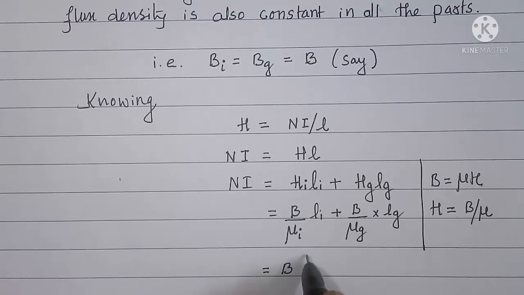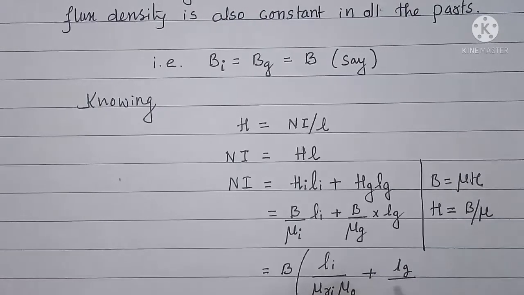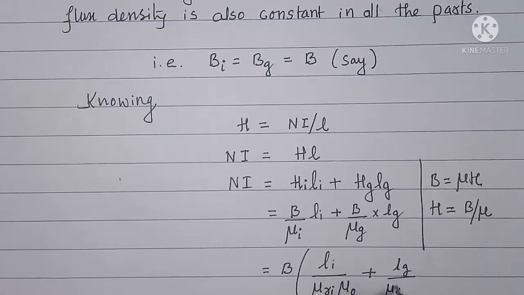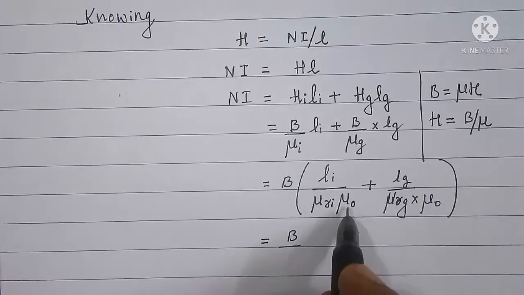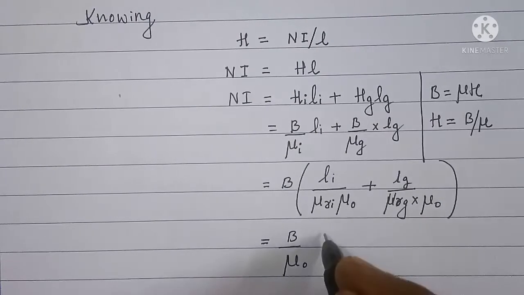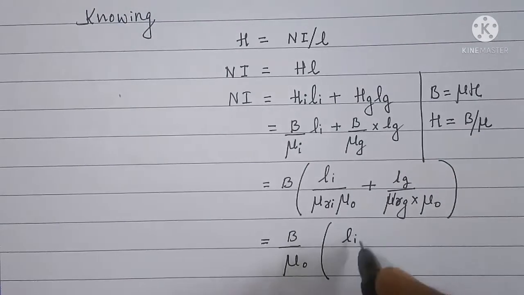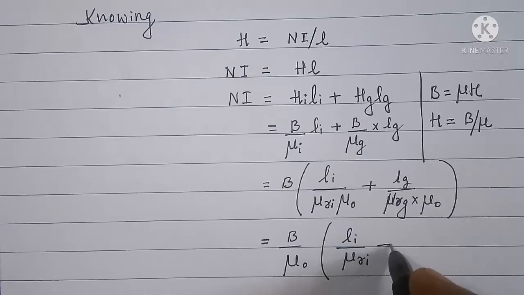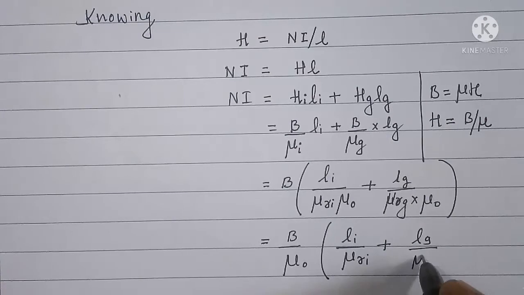Taking B common outside, we can write inside the bracket Li upon relative permeability of iron into permeability of free space plus Lg upon mu Rg into mu naught. In the denominator, mu naught is common, so we will take mu naught outside and write B by mu naught into the bracket Li by mu Ri plus Lg by mu Rg.